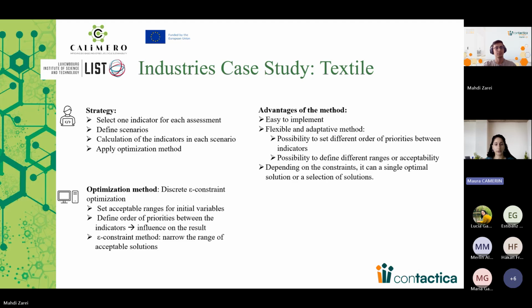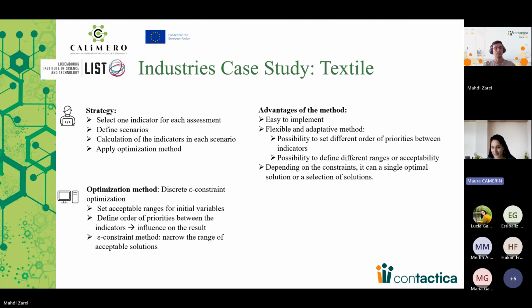The optimization method we selected is the discrete epsilon constraint optimization, which consists in a set of acceptable ranges for initial variables. For example, we defined budgets for the purchase of the new device and an environmental tolerance. Afterwards, we defined the order of priorities between indicators, as the first ones will have a larger impact than the second and the third ones, and this for sure will influence the results. Finally, the epsilon constraint method consists in narrowing the range of acceptable solutions until the optimal one is found, or a selection of solutions as defined.